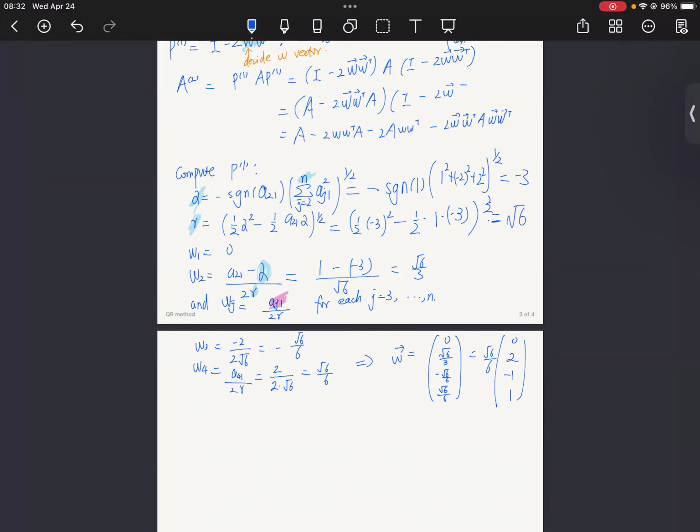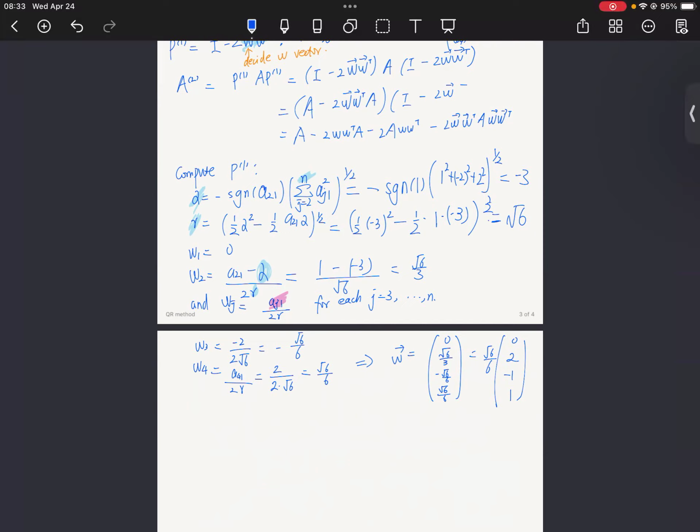Maybe you doubt this algorithm here, but actually there is a detailed process for how to calculate W1, W2, W3, W4, and this side product here. And now, if we have the W vector, then we actually have the P1 Householder transformation, right? Let's calculate that Householder transformation.